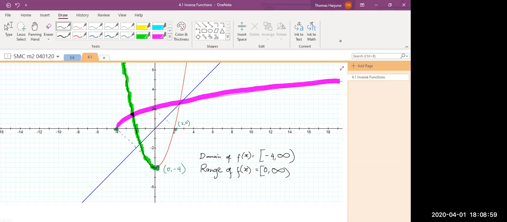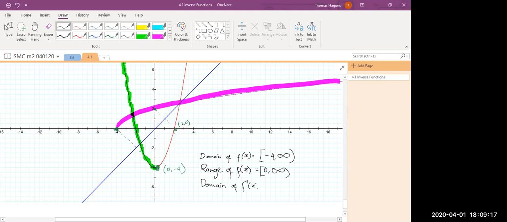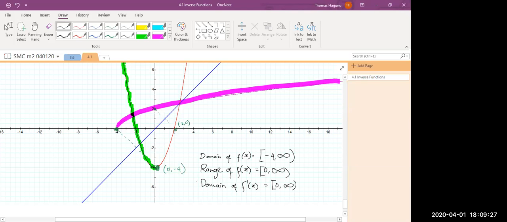Now, take a look at the inverse function. What is the domain and range? What is the domain of the inverse function? The domain is 0 to infinity. And how about the range? Negative 4 to infinity.